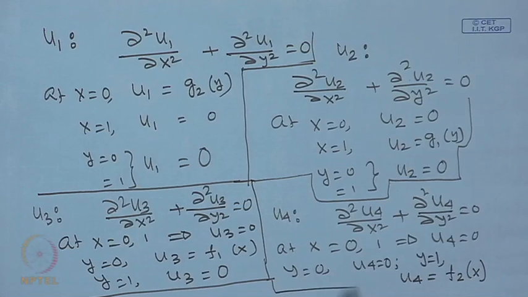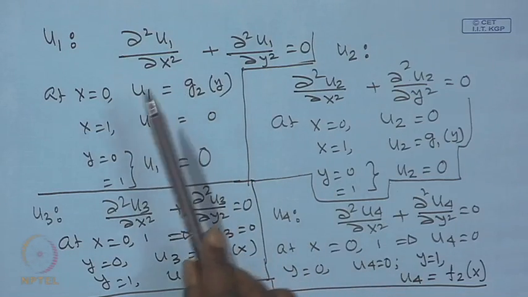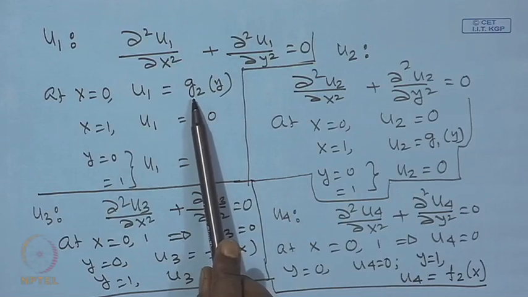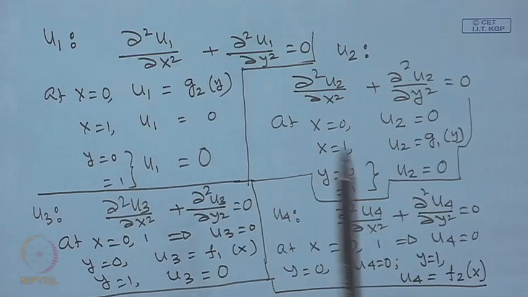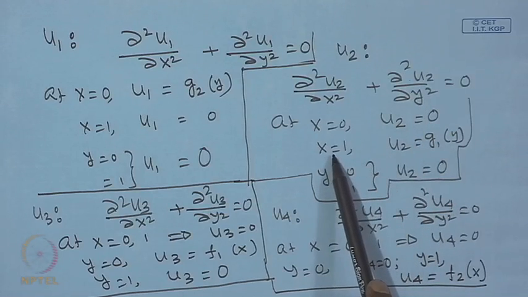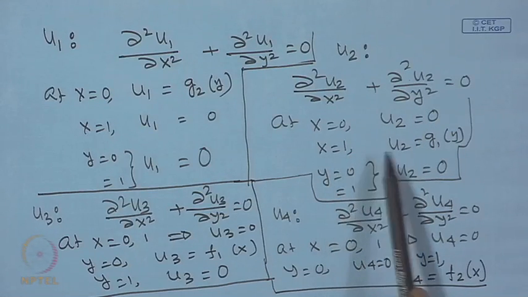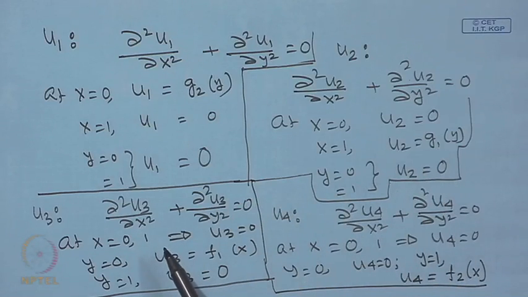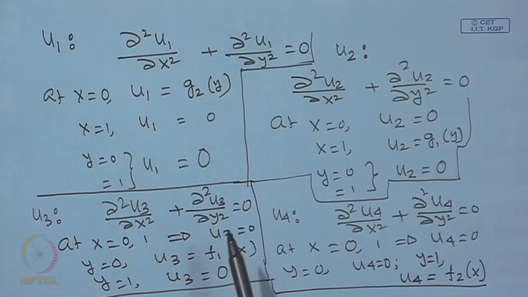That will be u4 is equal to f2(x). So, that completes the 4th sub problem, and if you look into each of these sub problems, in problem number 1, only one non-homogeneity is kept intact, that is at boundary x is equal to 0. In problem number 2, only one non-homogeneity is kept intact, that is the boundary condition located at x is equal to 1. In the 3rd sub problem, only the boundary located at y is equal to 0 is kept intact, and in the 4th problem, we kept intact only the boundary condition located at y is equal to 1.